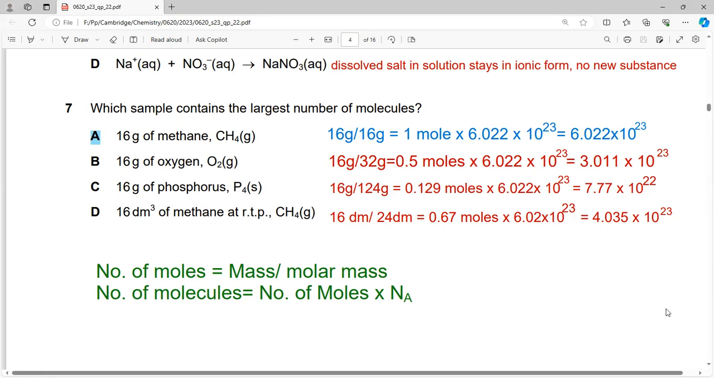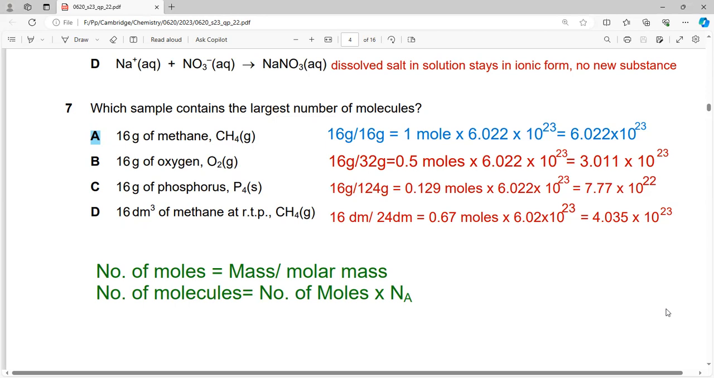What about the number of molecules? The number of moles is multiplied by the Avogadro number. If you multiply, you'll get the exact number of molecules. Here in option A, 16 grams of methane is given. So we need to convert first from 16 grams of methane to its moles.